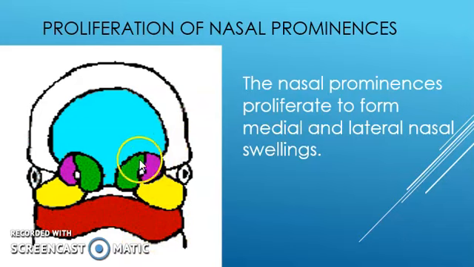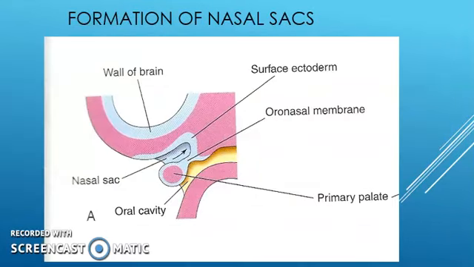With the formation of these nasal swellings, the nasal placode is converted into a nasal pit. One factor is the proliferation of the mesenchyme around it, and the second factor is the deepening of the nasal placode into the underlying mesenchyme. Once nasal pits are formed, they start to deepen, and these deepened nasal pits are then called nasal sacs.